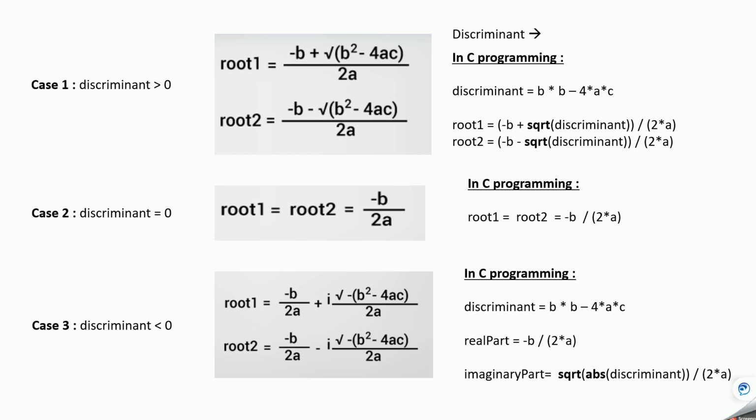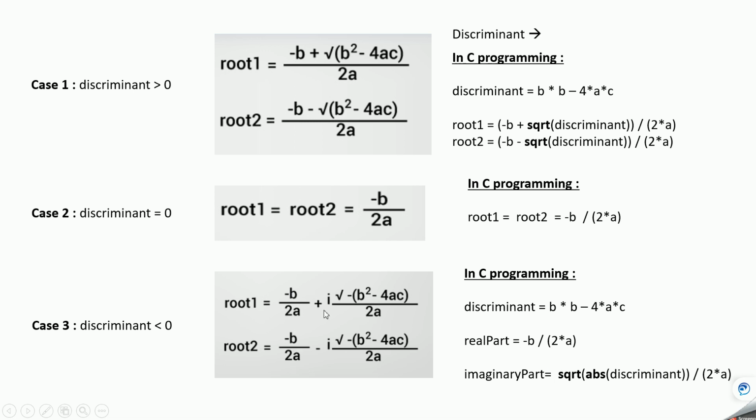Okay, so in the third case we have two parts. Basically we have a real part and an imaginary part. So if you see, this real part is the same in both cases, and the imaginary part is also the same in both cases, right? So for this real part, first the discriminant will be calculated like this, b square, b into b minus 4ac, and the real part will be minus b divided by 2 into a.